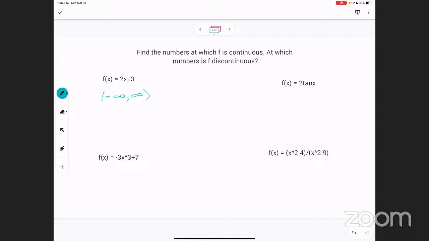The tangent of x graph, if you think of it, what are you not allowed to take the tangent of? Tangent, remember, tangent is sine over what? It's sine over cosine. So basically, what's the only thing you can't plug in here? It's where the cosine equals 0, right? Because you can't divide by 0. So where does the cosine equal 0?